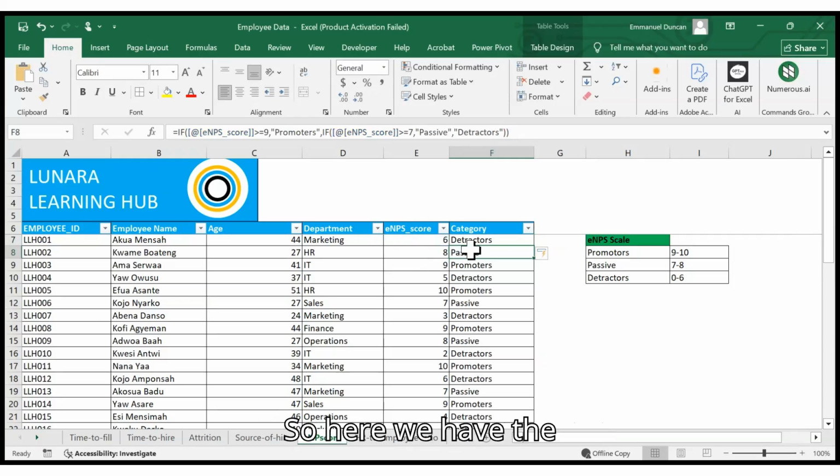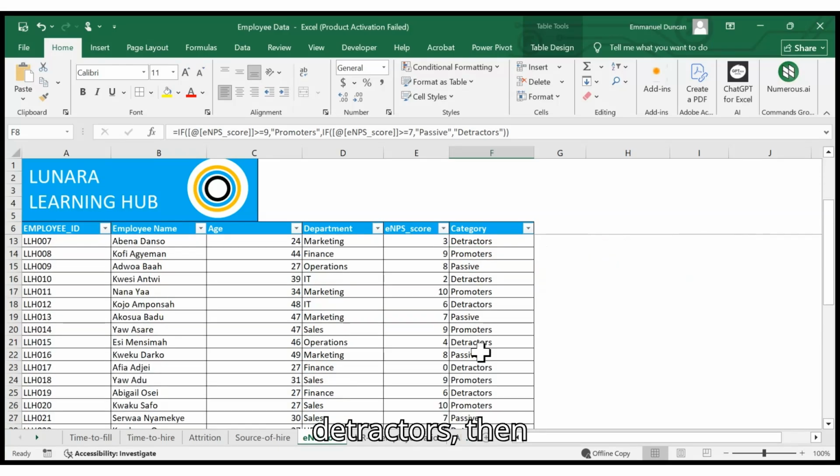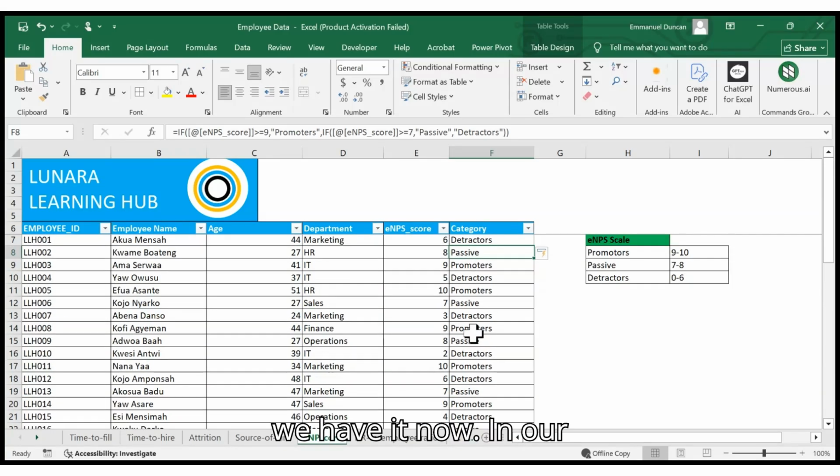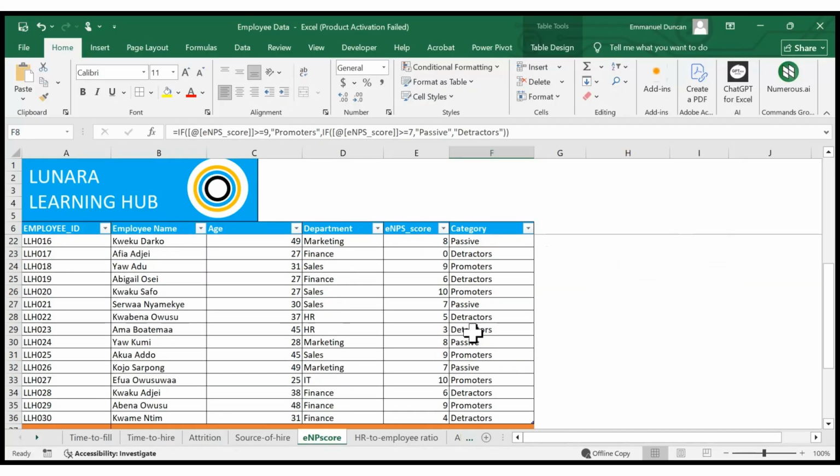So here we have the category of each employee based on the selection of the scale. Those within 6 are detractors. We have 8 passive, 9 promoters, 5 detractors, 2 detractors, then onward. So we have it now in our categories.